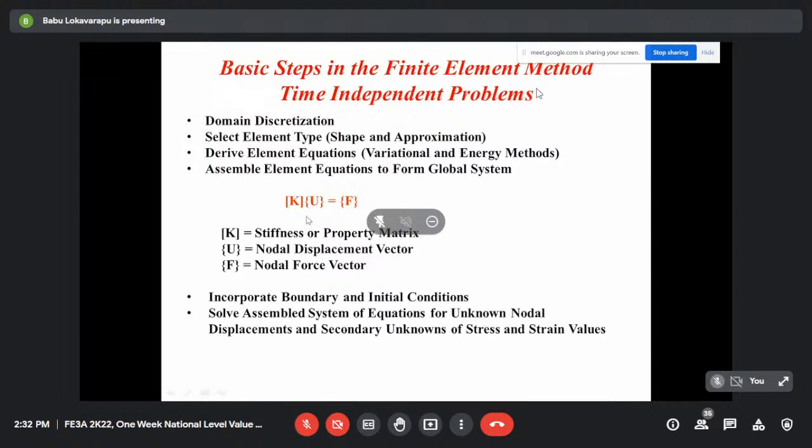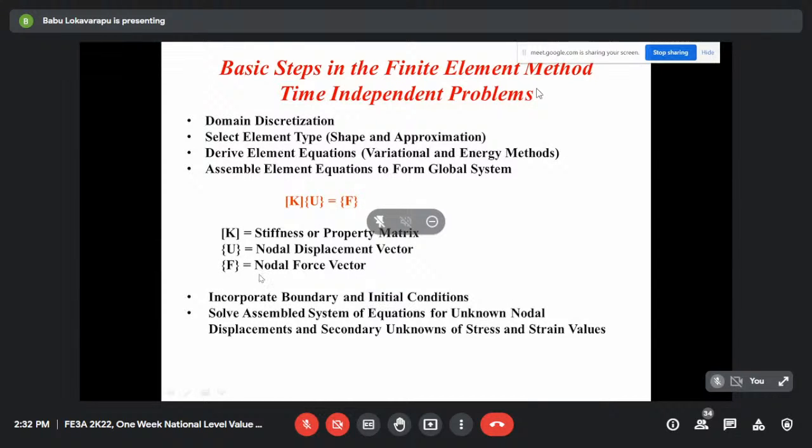And this is a basic equation. You know that this is the finite element equation, KU = F. K is the stiffness matrix, U is the nodal displacement vector, and F is the nodal force vector. These are the basic equations.